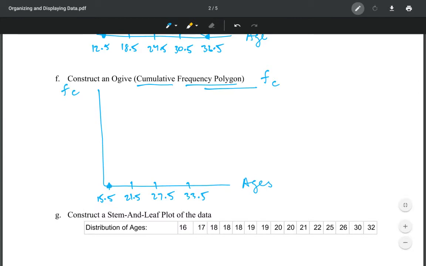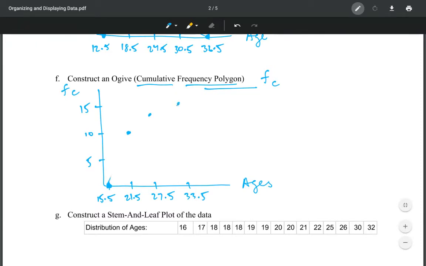Up to 21.5. We need to go up to 15 this time, don't we? So let's just do 5, 10, 15. So up to 21.5, we had 10 people. I added in the next group. So ages up to 27.5 was 13. And then up to 33.5 was 15.